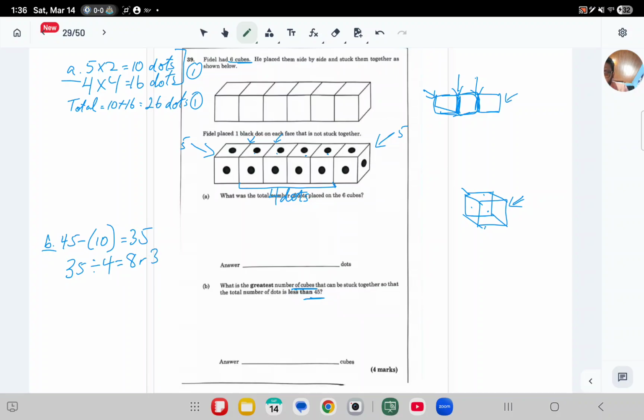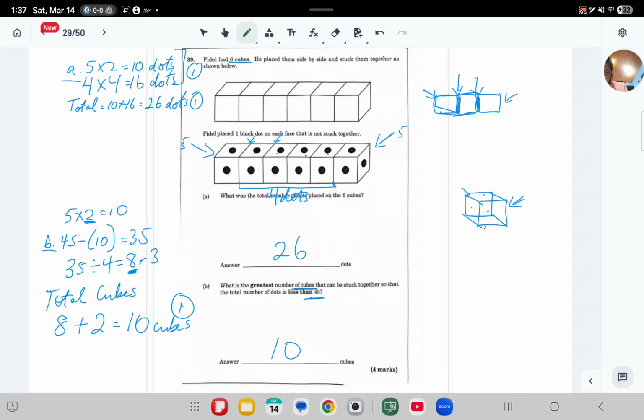So that means now we have 8 cubes in between, and we have 2 cubes on the outside. So the total cubes will be the 8 on the inside, add the 2 on the ends, and that will give us 10 cubes. Alright. 1 mark for the 10 cubes, 1 mark for the 8, remainder 3.